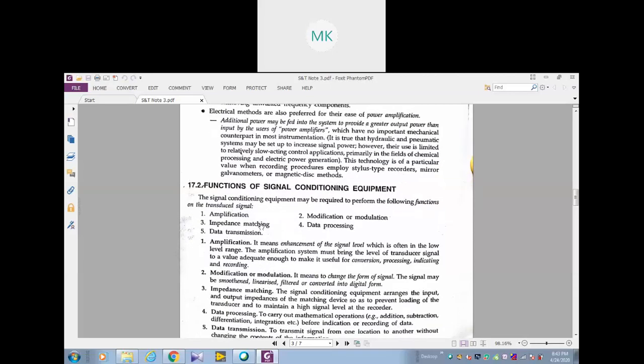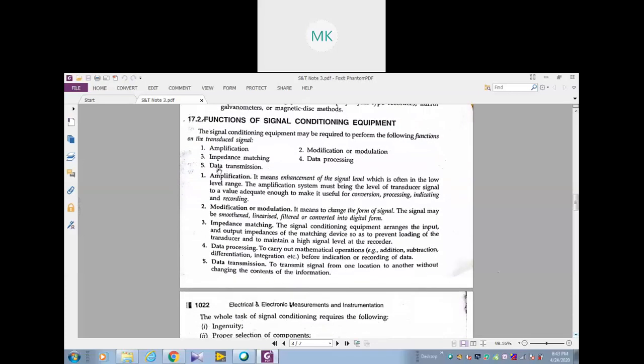Functions of signal conditioning equipment. Now what are the different functions of signal conditioning equipment? Amplification, modification or modulation, impedance matching, data processing, data transmission. Now these are the different functions of signal conditioning equipment.